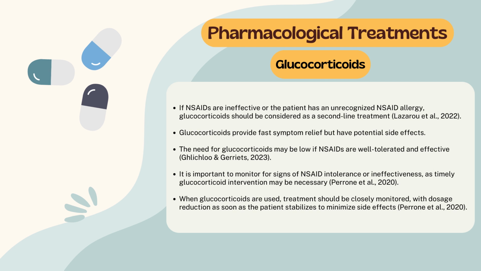In that case, glucocorticoids should be considered as a second-line treatment option. While glucocorticoids are a great and effective second option in providing fast symptom relief, they do have some unfavorable side effects. However, in this particular patient, the likelihood of requiring glucocorticoids may be low if NSAIDs are well tolerated and effective. But it is crucial to remain observant for signs of NSAID intolerance or ineffectiveness, as timely intervention with glucocorticoids could be necessary to prevent complications and ensure adequate symptom management. In cases where glucocorticoids are used, the treatment should be closely monitored, and the dosage should be lowered as soon as the patient stabilizes to minimize potential side effects.